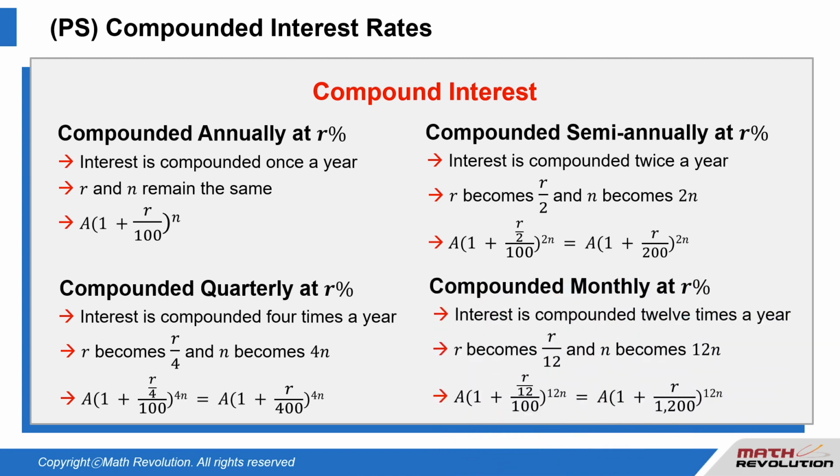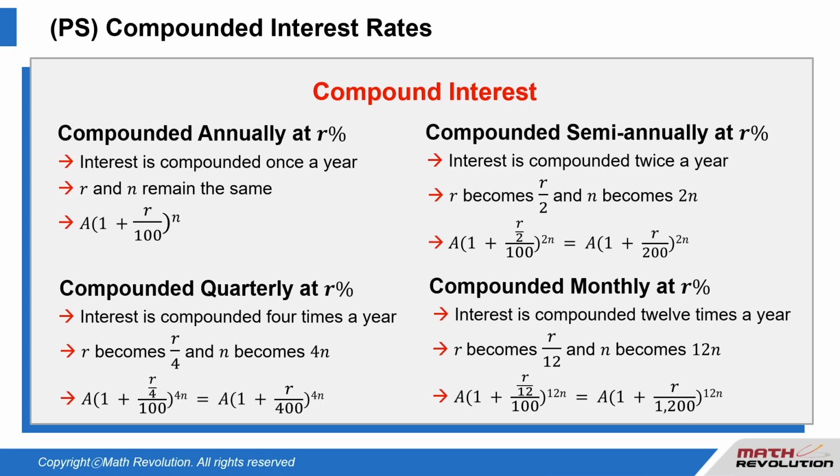Compounded monthly at R%. This means that interest is compounded 12 times a year. That is every month, so R becomes R over 12, and N becomes 12 times N. And the formula will be A times the whole 1 plus R over 12 whole over 100 to the whole power of 12 times N, which is equal to A times the whole 1 plus R over 1200 to the whole power of 12 times N.